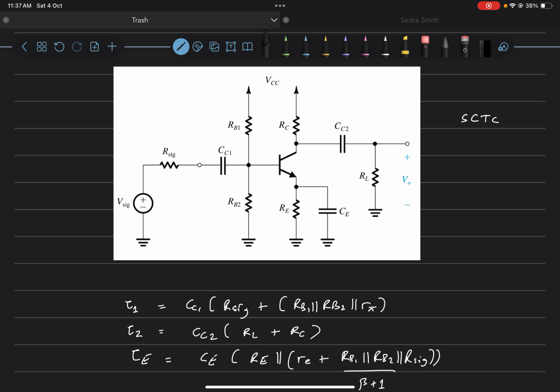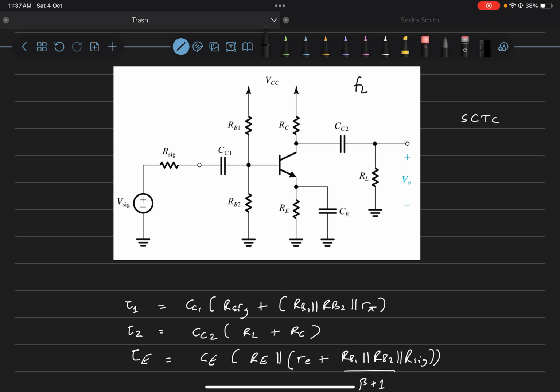Hello everyone. The topic of today's discussion is the short circuit time constant method versus the open circuit time constant method to find out the FH and FL of transistor amplifiers. First of all, we'll discuss SCTC, which is short for short circuit time constant. This is used to calculate the FL 3 dB point of a transistor amplifier.